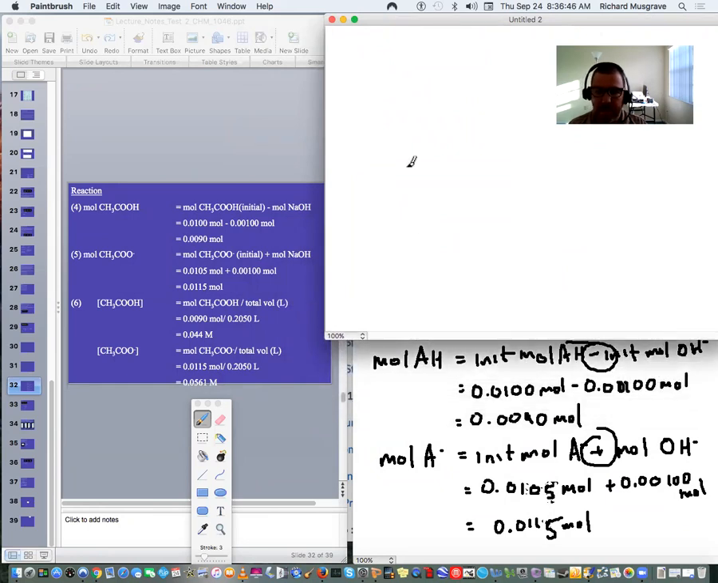Okay, there we go. So we can now work on the concentrations, and these are the concentrations in the final solution once we've added the sodium hydroxide. Any concentration we deal with is going to be moles divided by volume in liters.